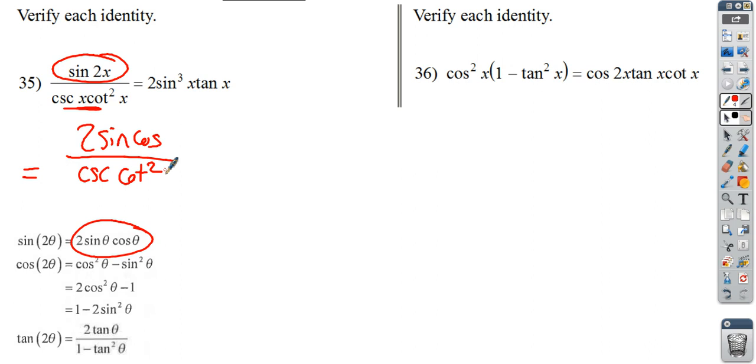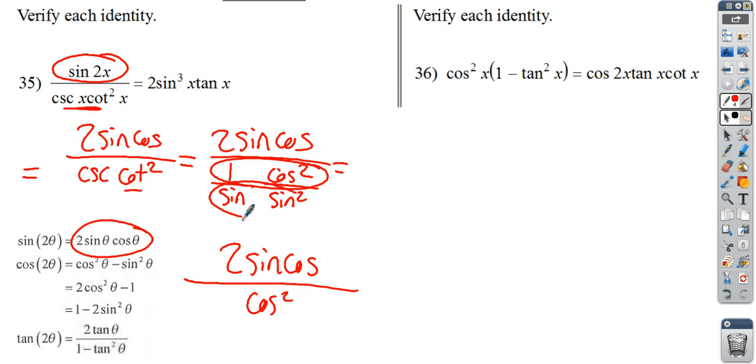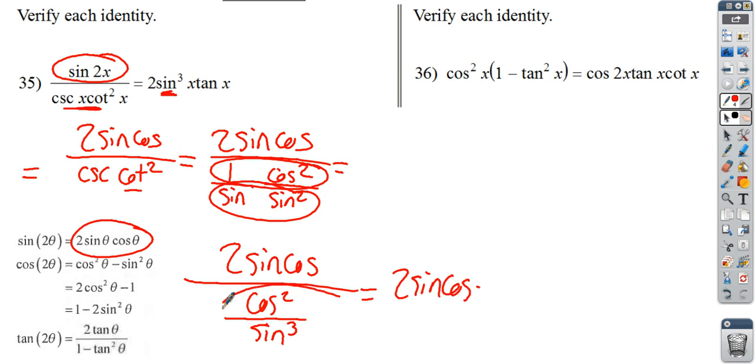And when in doubt, change everything into sines and cosines. So let's try to do that right now. So 2 sine cosine. Cosecant is the same as 1 over sine, and cotan squared is like cos squared over sine squared. So when we keep simplifying this, we're going to get still 2 sine cosine in the top. This thing becomes cos squared, and sine times sine squared becomes sine to the third, and that's a good indicator because we're supposed to have a sine to the third somewhere. Okay, now let's simplify this. So 2 sine cosine times the reciprocal of that, because dividing by that fraction is like multiplying by the reciprocal. And so we have sine cubed over cos squared.